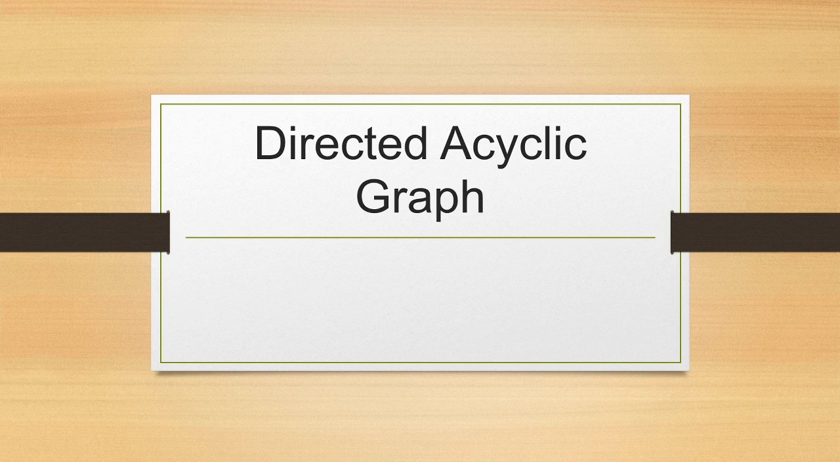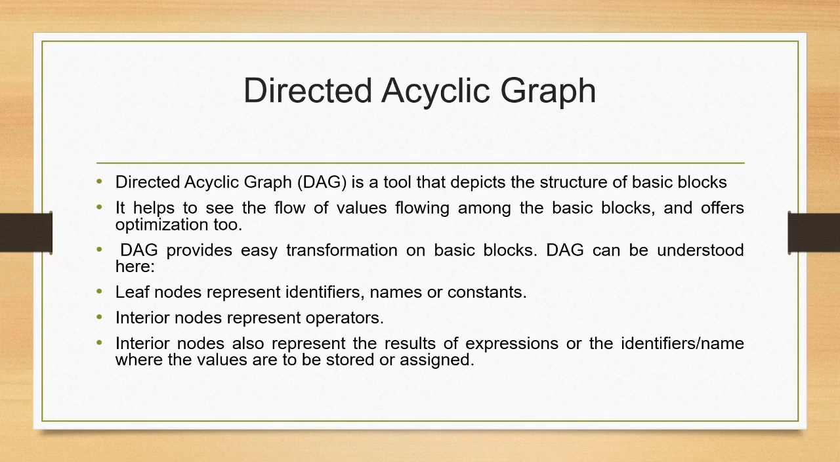So today we are going to discuss directed acyclic graphs, nothing but DAG. The directed acyclic graph, DAG, is a tool that represents the structure of the basic block. It helps to see the flow of values among the basic blocks. It is used to determine the flow of values among the basic blocks. The DAG provides an easy transformation on basic blocks.